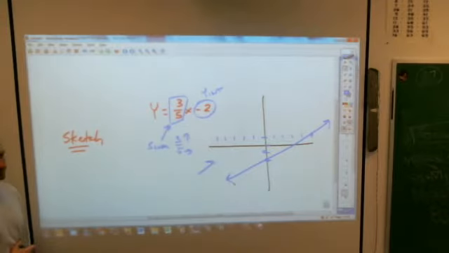How many people had that? If you did not have it, where did we go wrong? I put it the other direction. Yes, and that's usually what happens.